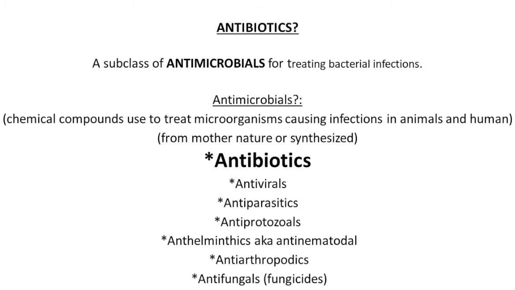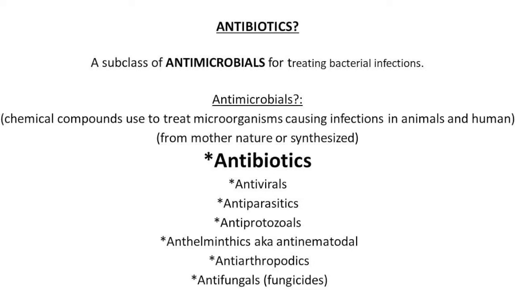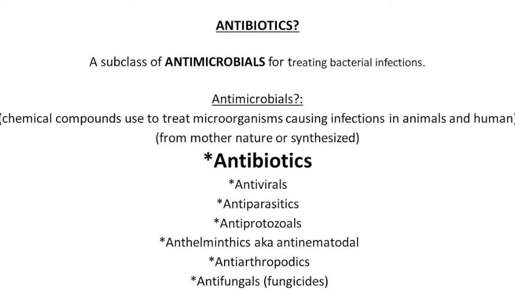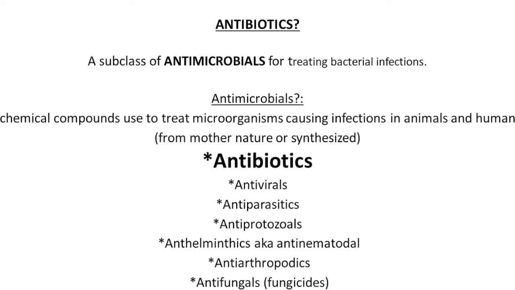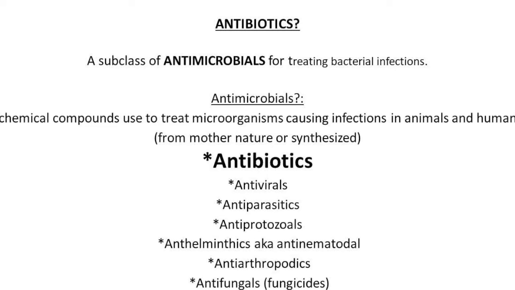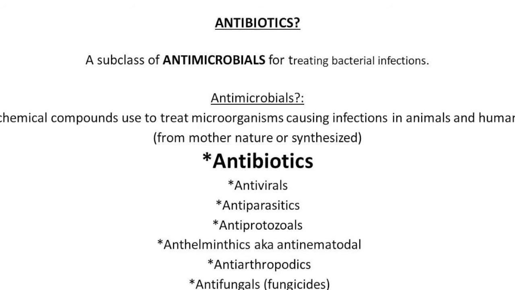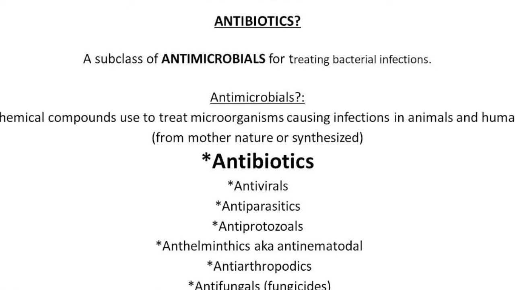I'm mentioning these because these are the organisms that affect our health. And we have anthelmintics, those are against the worms, intestinal worms. And we have anti-arthropods. Who can guess what that is? What are arthropods? The many-legged crawling organisms, like scabies and head lice. And we have antifungals or fungicides against fungus. What is a fungus?